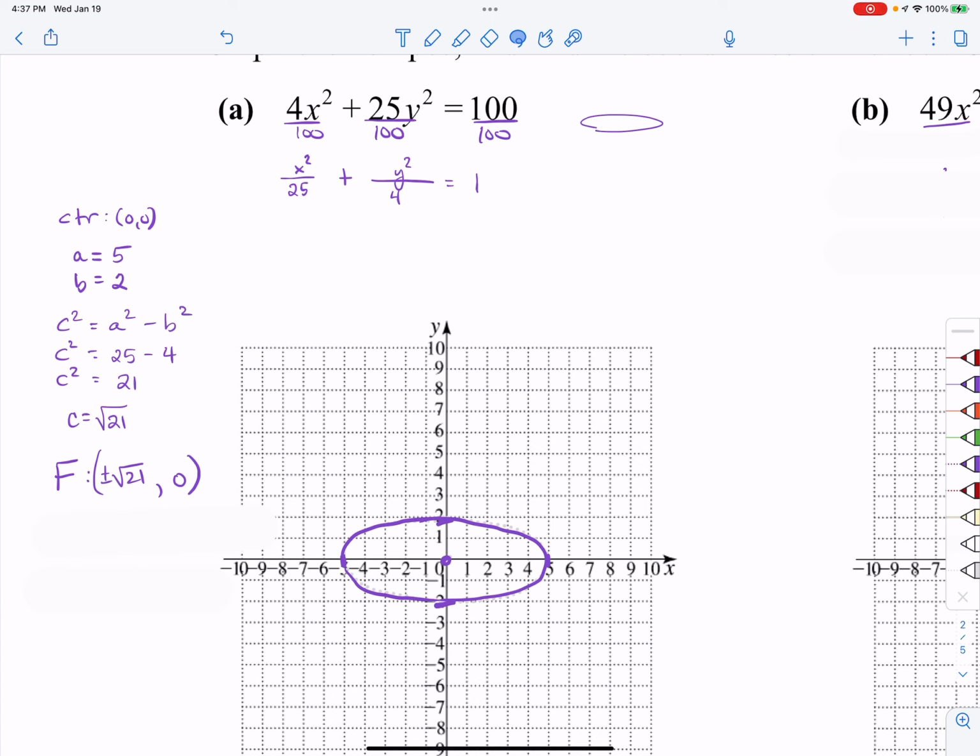All right, the last thing that I was asked for is my domain and range. So my domain will go from -5 to 5, and my range will go from -2 to 2.